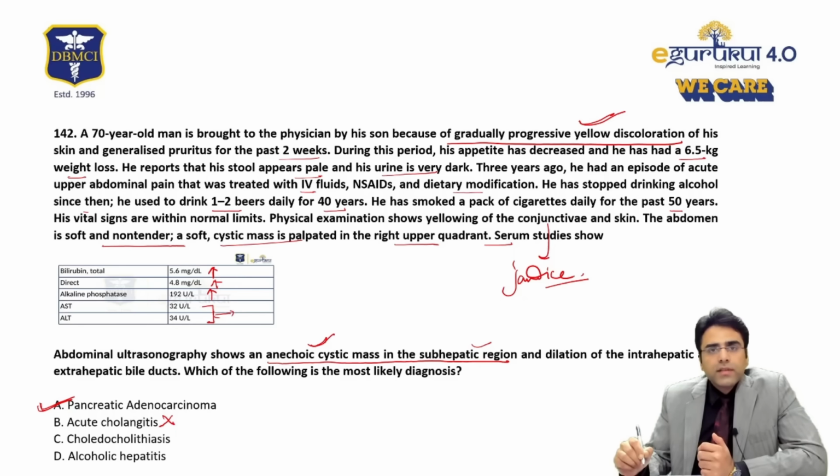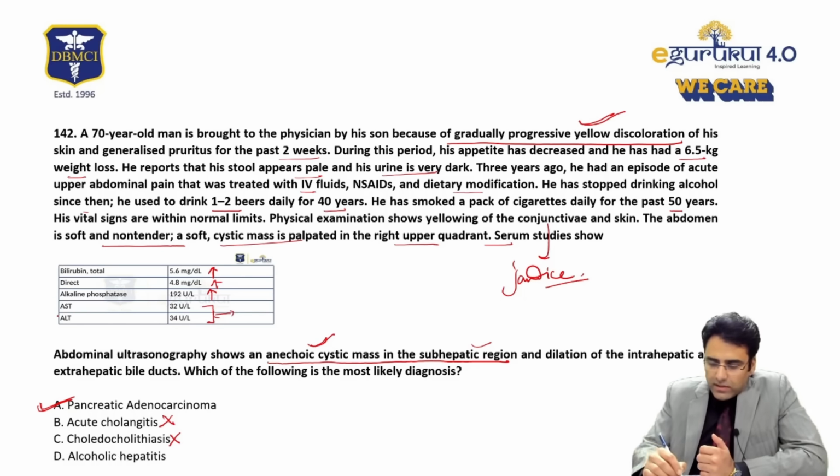Whereas in choledocholithiasis, it will not show. In choledocholithiasis, it means stone, so it will show a calcified mass. So it will again be incorrect. Alcoholic hepatitis, in alcoholic hepatitis, the liver enzymes will be deranged. So in this case, you can see AST, ALT, they are normal. Clear? So this again does not go towards the diagnosis.